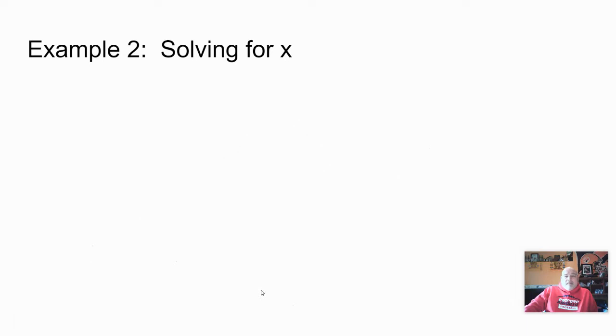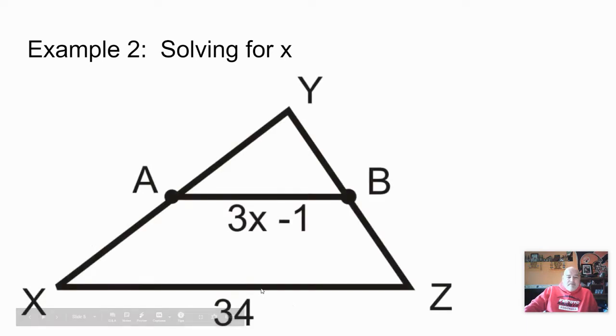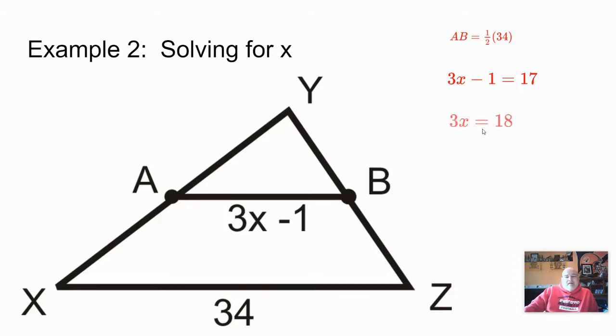I'll also expect you to be able to find variables, such as this problem. Solve for x if A and B are the midpoints. Well, AB, the midsegment, is half of the third side, 34. So we can write the equation that 3x minus 1 equals 17. Why 17? Because it's half of 34. And then we're just doing algebra from here. So we'll add 1 to both sides to get 3x equals 18. We'll divide both sides by 3 to get x equals 6.